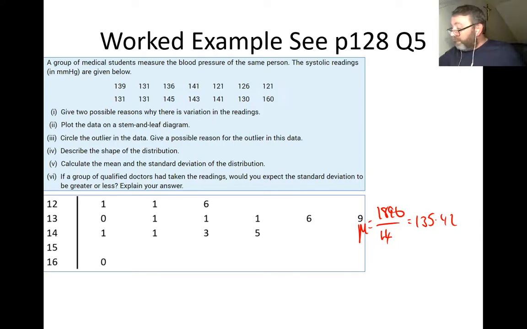Okay, now what do I do? Now I'm going to go into statistics mode. So mode 2 and 1. Okay, notice now it's only a table for the values that you have. So let's put them in. 139 equals 131 equals 136 equals 141 equals 121 equals 126 equals 121. That's the top line done. 131 equals 131 equals 145, 143, 141, 130 and 160. Okay, so all your data points are in.